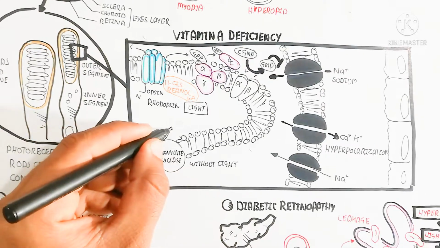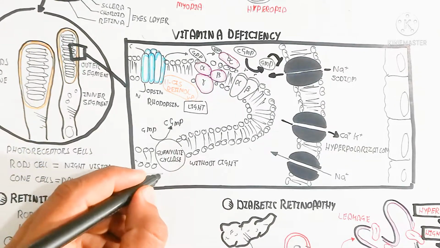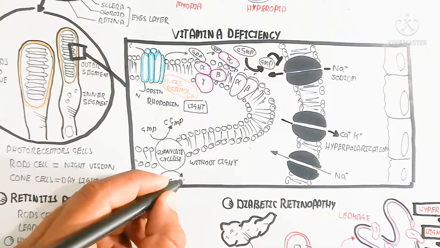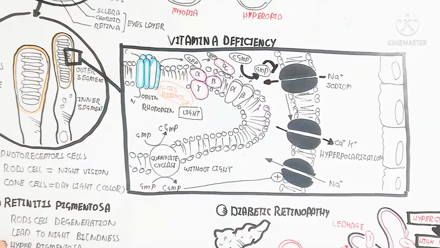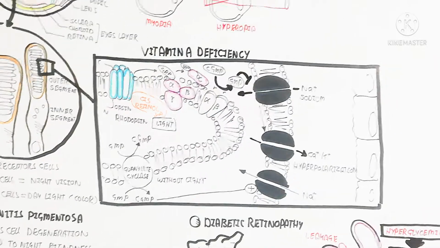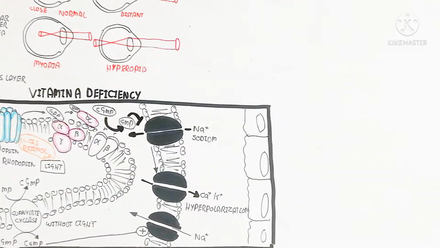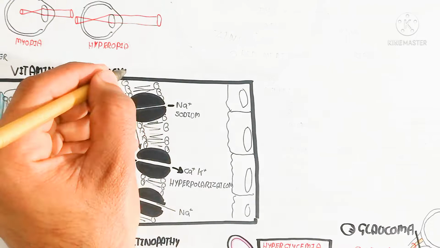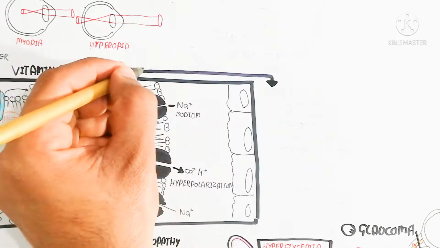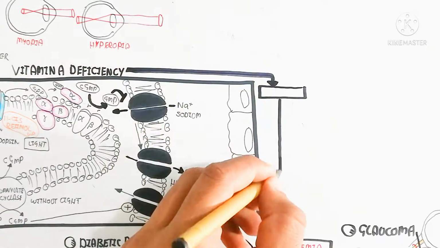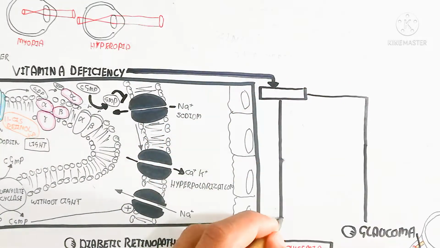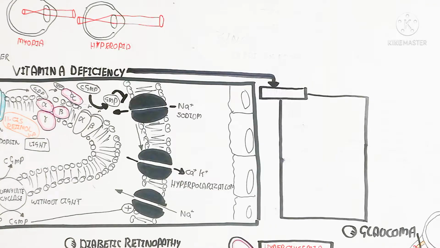On the other hand, here is the GMP, which is converted into cyclic GMP in the presence of the guanylate cyclase enzyme. The cyclic GMP will promote the sodium influx without light. So the hyperpolarization will convert back into the normal polarization. Remember about these things. So the vitamin A deficiency, why?